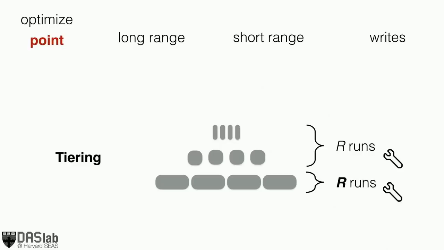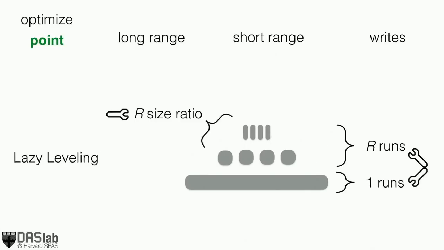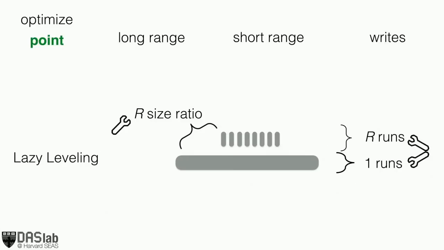Suppose we have a lot of point reads. Again, we can go back to lazy leveling. We also have the size ratio to tune, and we can increase the size ratio to decrease the proportion of entries at smaller levels, and that's overall going to lead to a lower sum of false positive rates, so that's going to lead to a win in terms of point reads, right? So now this design allows us to flexibly optimize for any kind of workload that we have.